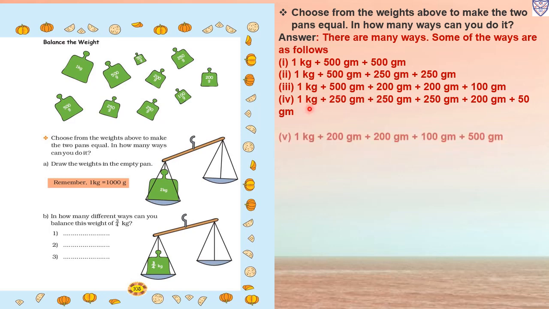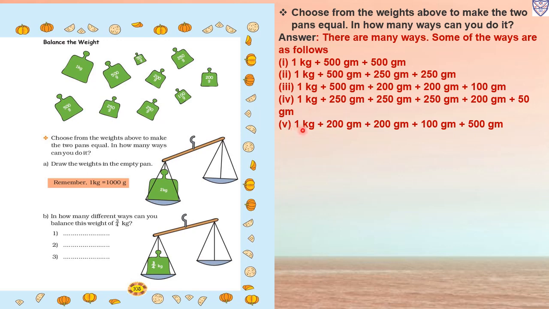2 kg. Now the fifth option: 1 kg plus 200 gram plus 200 gram plus 100. So 200, 200, 400 plus 100, that is 500 plus 500, so it will become 1000 gram, which is equal to 1 kg. So 1 kg plus 1 kg, 2 kg.